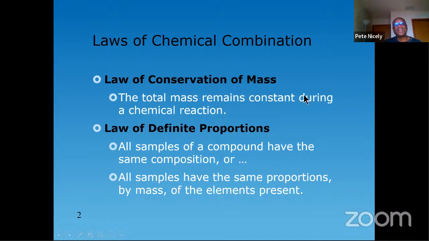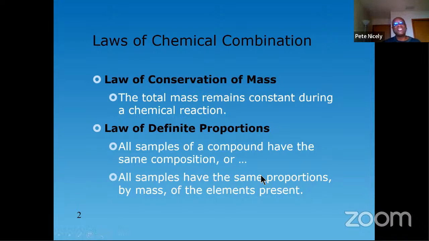So that's the first law of chemical combination. Now, the next law we're going to talk about here is called the law of definite proportions. And basically what this law says is that if you take a particular compound and you break it down into its constituent elements, then the proportions of the different elements by mass will be the same. And it doesn't matter where you get the compound. If it's the same compound, then its composition is going to be the same.